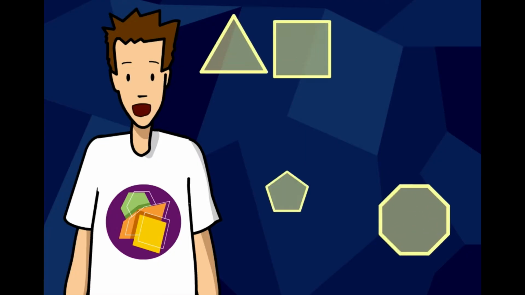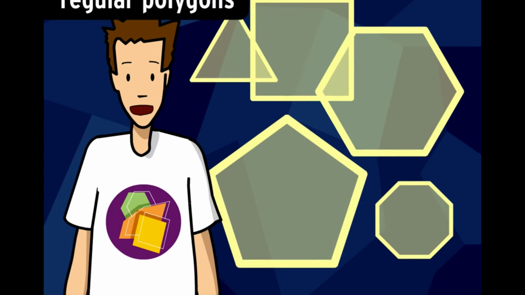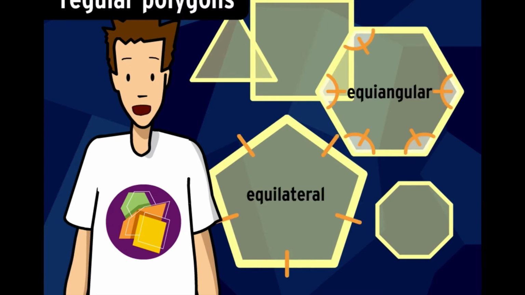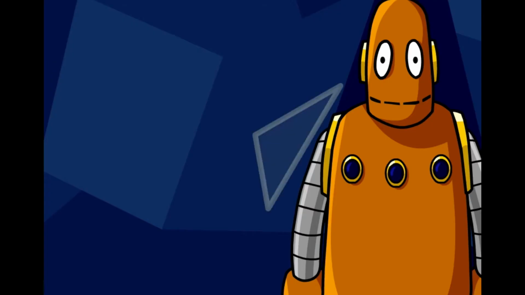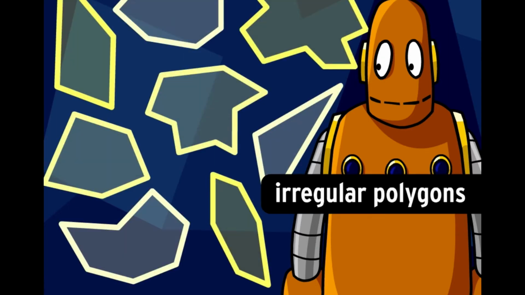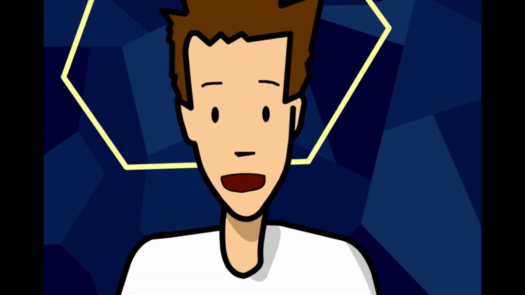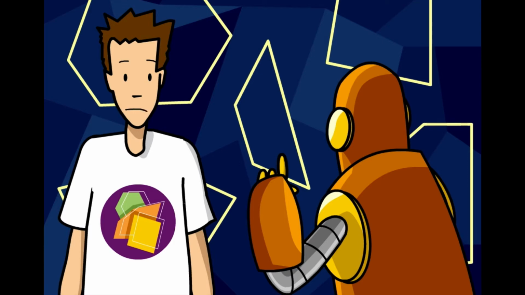Anyway, all these polygons you see here are what we call regular polygons. Regular polygons are equilateral and equiangular, meaning their sides and angles are congruent. Their sides are the same lengths, and their angles are equal too. Polygons like these are irregular. Their sides are not congruent, and the angles are not equal. Well, that's enough about polygons for now, unless you have something to add, Moby. What are you talking about?